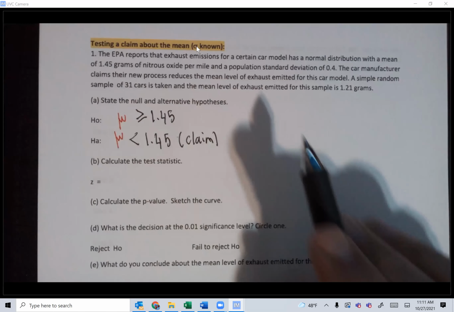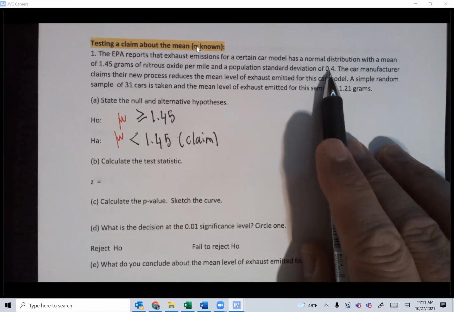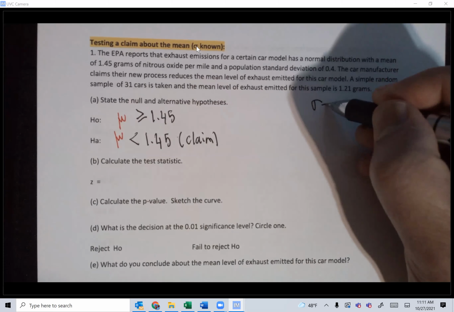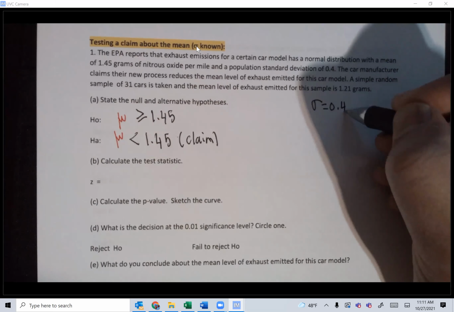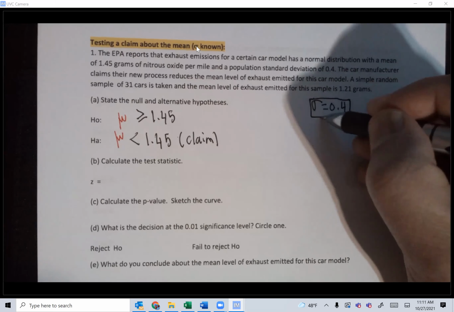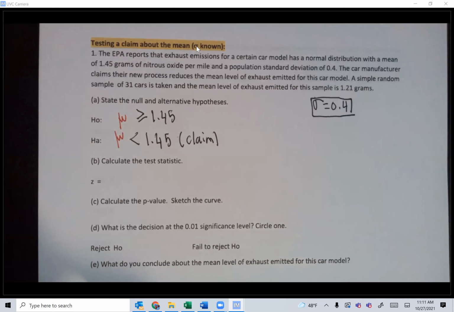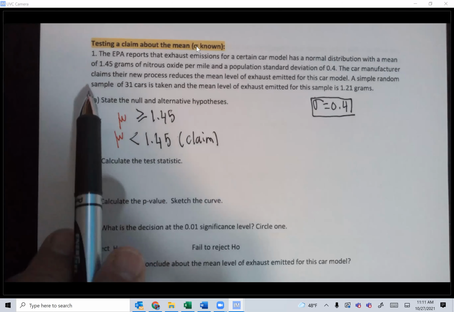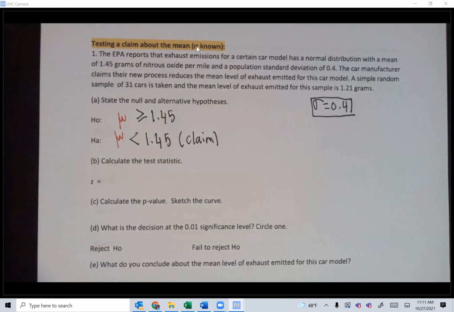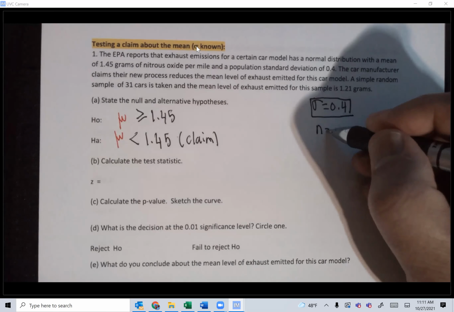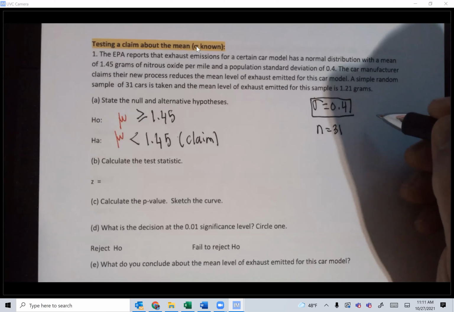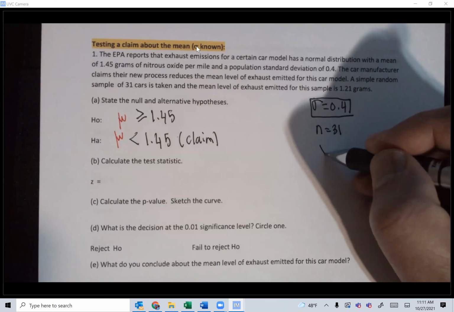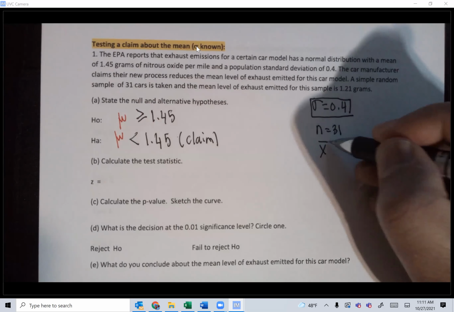He says, we know that the population standard deviation is 0.4. So sigma is 0.4. Let's put that, we're gonna need this one. A simple random sample of 31 cars. So N is 31, guys. Is taken and the mean level of exhaust emitted from this sample is 1.21 grams. So X bar is 1.21 grams.